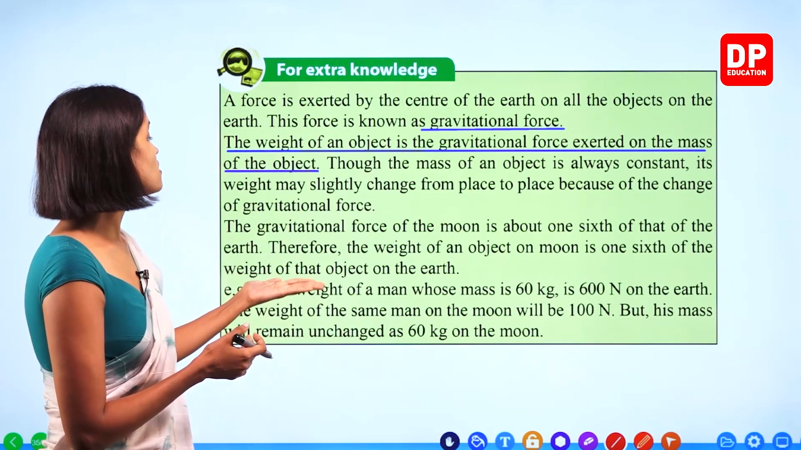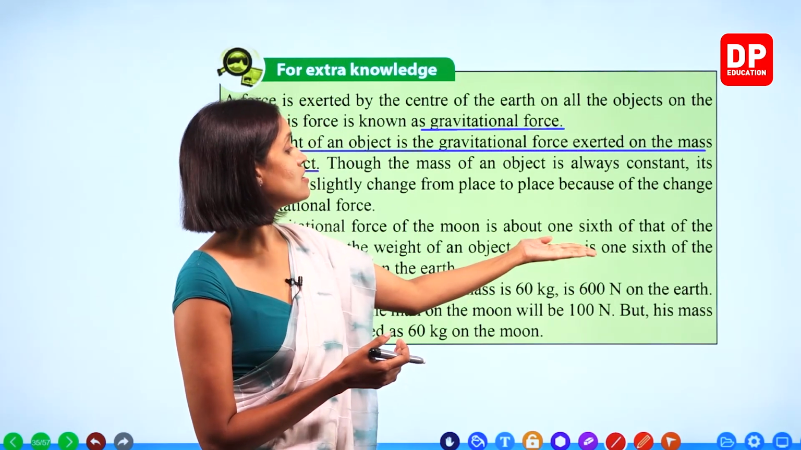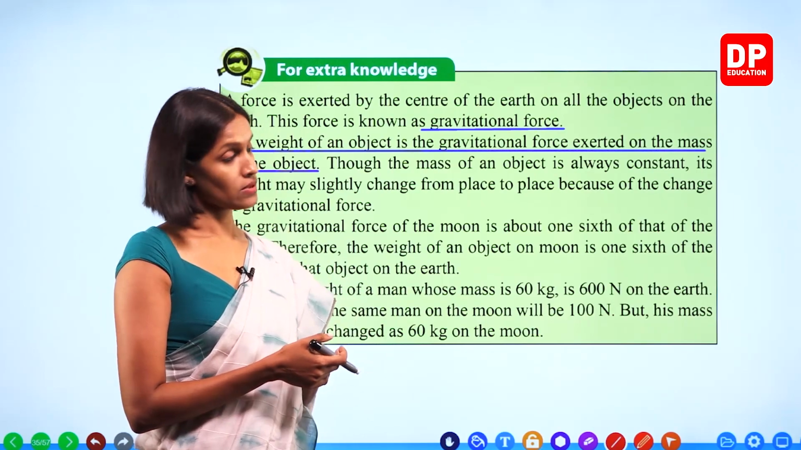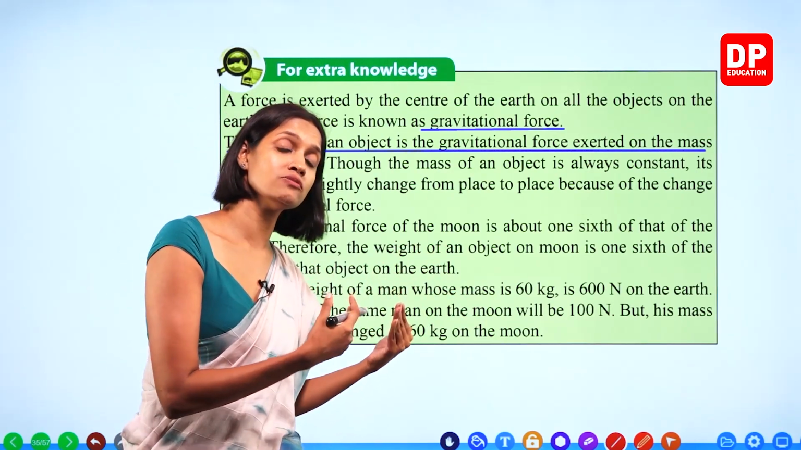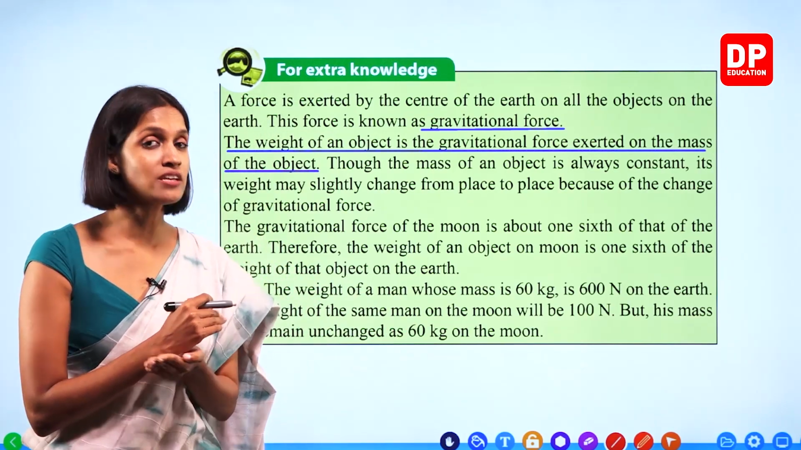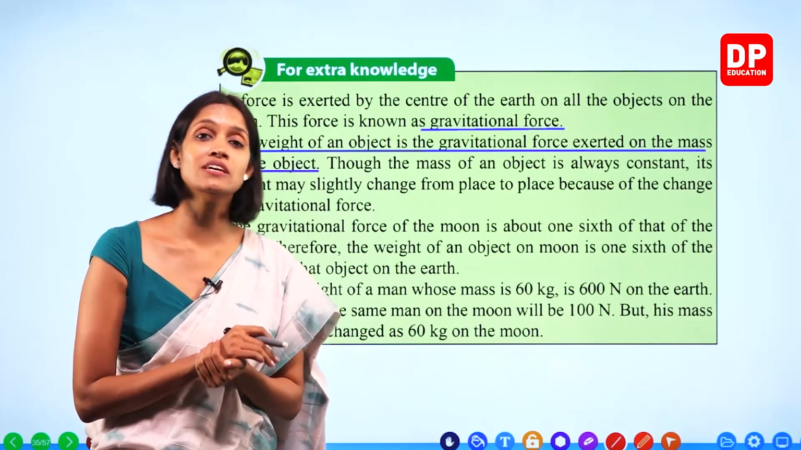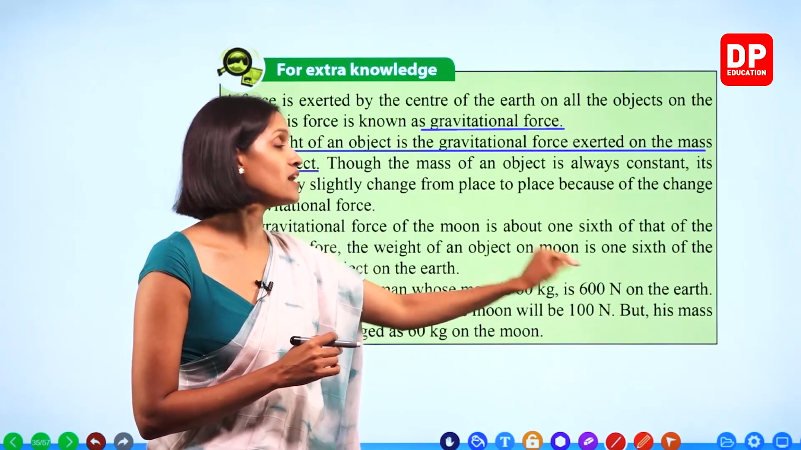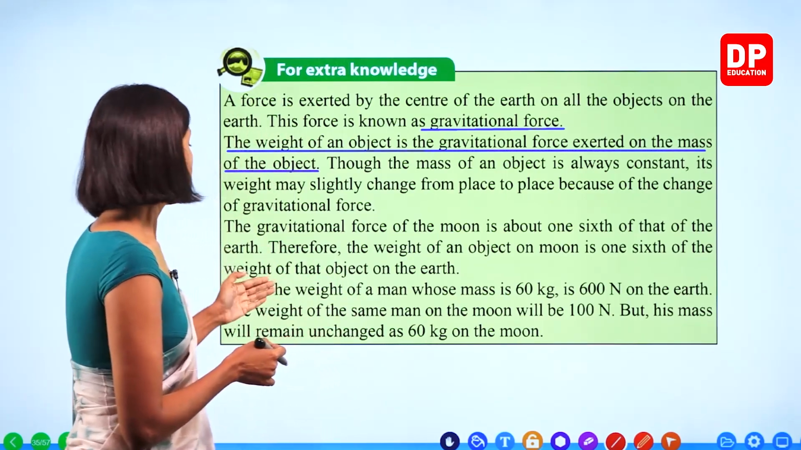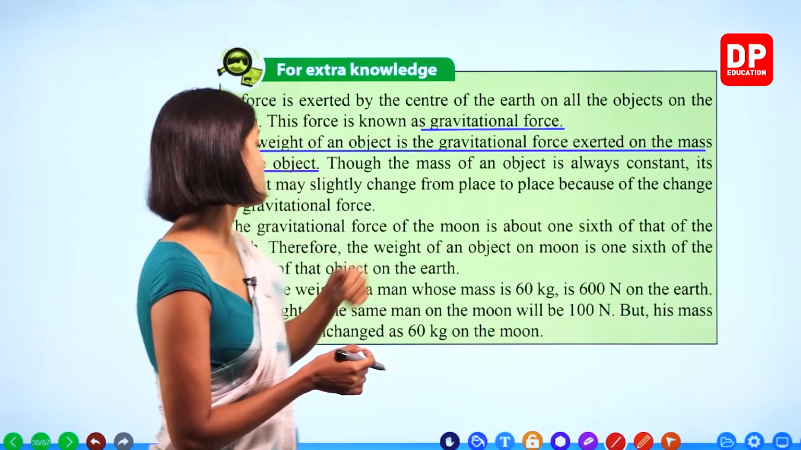Example is given. The weight of a man whose mass is 60 kilograms is 600 newtons on the earth, right? So how to find out weight? Earlier we discussed weight equals mass multiplied by the gravitational force. So on the earth, gravity is 10, therefore 60 multiplied by 10, 600 newtons. The weight of a man whose mass is 60 kilograms is 600 newtons on the earth.